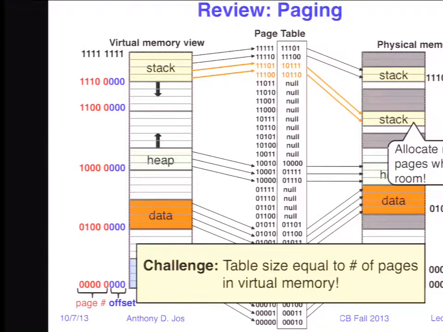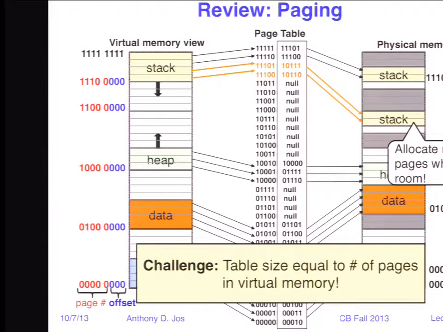So the question is, what do we do when we have 64-bit address spaces? We use multi-level translation. That's the solution. We're only going to store entries for those pages that are in use. We can't do that with this approach, right? This approach, we need a full contiguous table. That table has to be actually stored in contiguous memory.